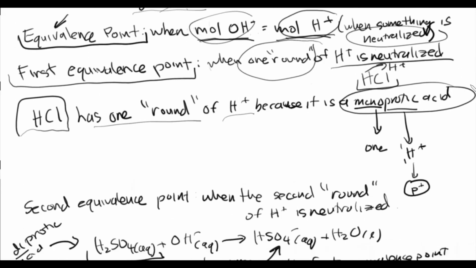I think I did this before. Mono means one, protic. Now, why are we talking about protons if we're talking about H pluses? Well, an H plus is actually a proton. So if we remember, the most common isotope for H is a hydrogen having just one proton and no neutrons.